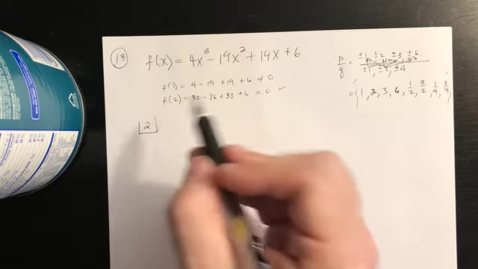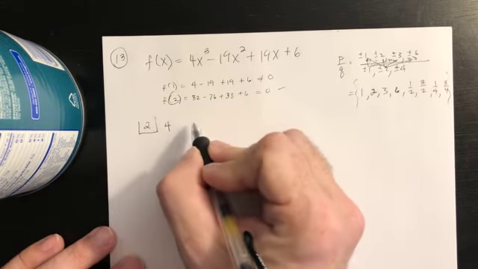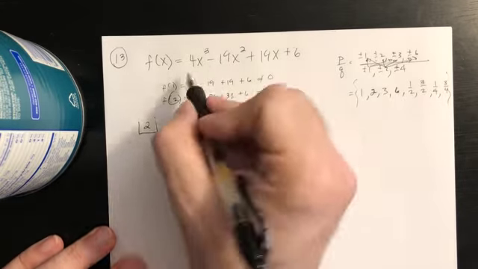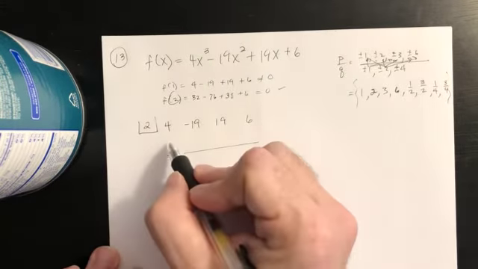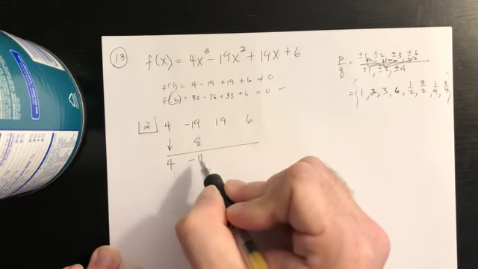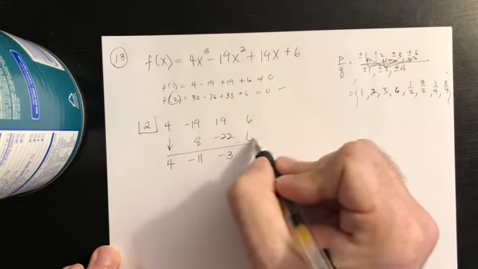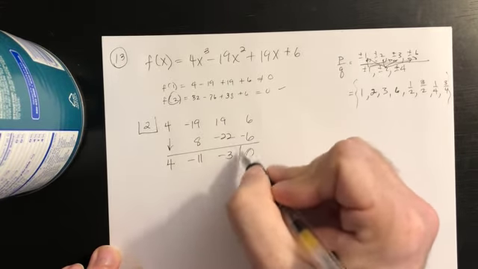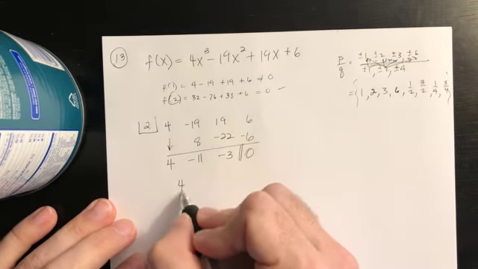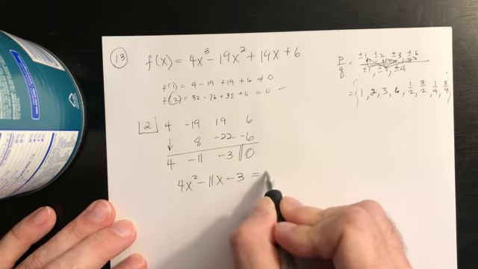But that's what we have to do. We just have to keep plugging in numbers until we find one. And then we do synthetic division. 4, negative 19, positive 19, and positive 6. That's from the original. Bring down the 4. Multiply. Subtract. Multiply. Subtract. Multiply. Subtract. There we go. So we get 4x squared minus 11x minus 3 equal to 0.